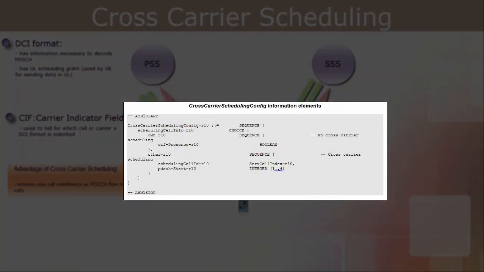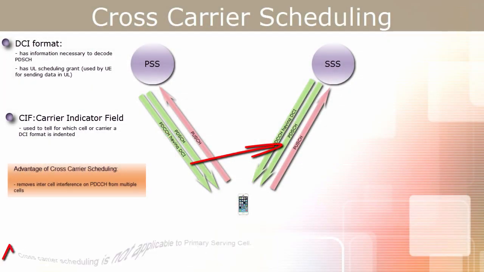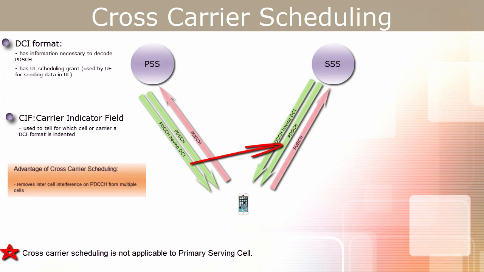Cross-carrier scheduling can be enabled by RRC layer of eNodeB. Here is the IE that is sent by eNodeB to UE to enable cross-carrier scheduling. Here, own means secondary cell will use its own PDCCH for sending DCI format, means no cross-carrier scheduling will take place, and other means UE needs to decode PDCCH from some other cell to get DCI format. Remember, cross-carrier scheduling is not applicable to primary cell. Primary cell will always use its own PDCCH to send DCI format to UE.